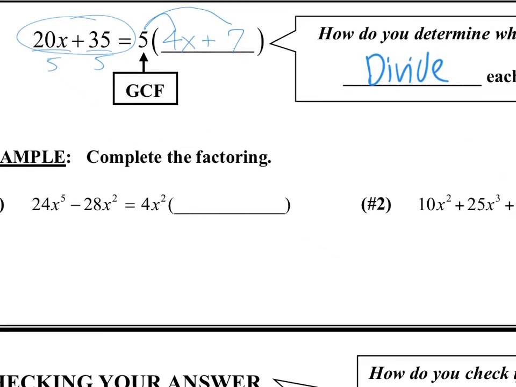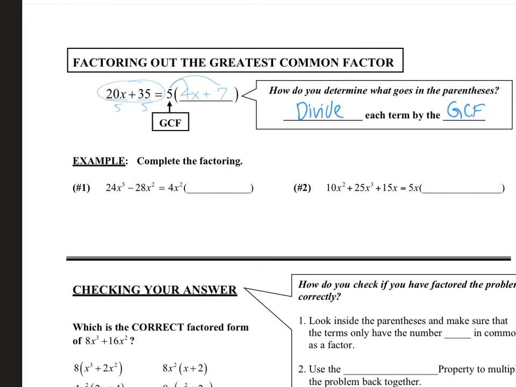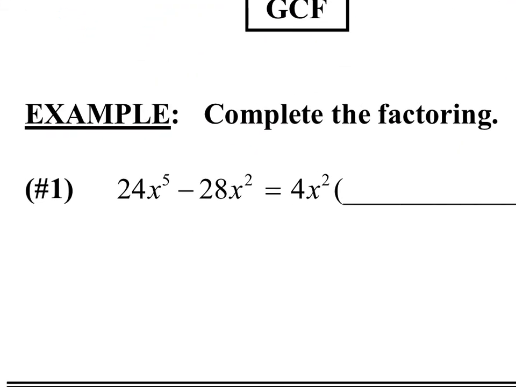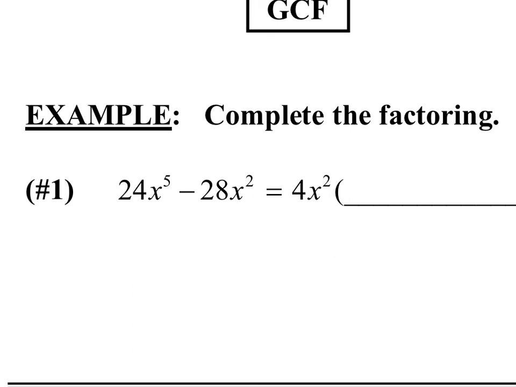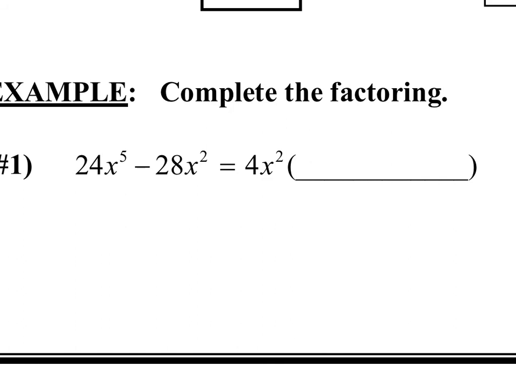So why don't you guys go ahead and see if you can try 1 and 2 on your own. We're going to divide, so the GCF is in front of the parentheses, and now you're going to divide all the terms by the GCF, and that's what's going to go inside the parentheses. See how you do. All right, we have 24x to the fifth minus 28x squared, and our GCF is 4x squared. So I'm going to divide both of these by 4x squared.